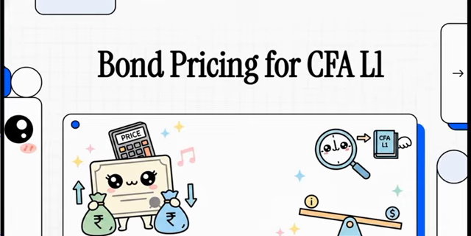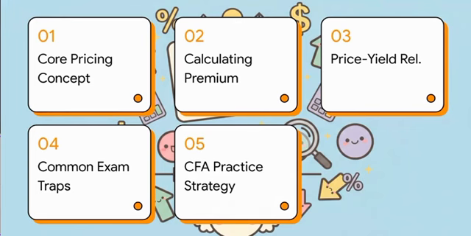Well, today we're going to completely demystify this. We're breaking down exactly how you calculate its real value, and more importantly, how you lock down these core concepts for your CFA Level 1 exam. Okay, let's dive right into our exam roadmap for today. We'll be covering the core pricing concept, calculating premium bond prices, the price-yield relationship, navigating common exam traps, and we'll wrap up with a CFA practice and study strategy.